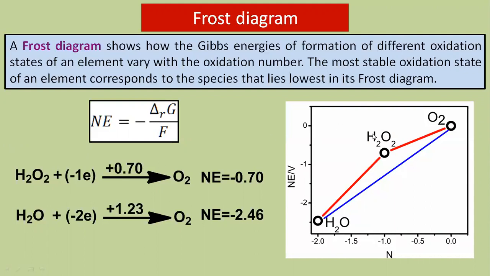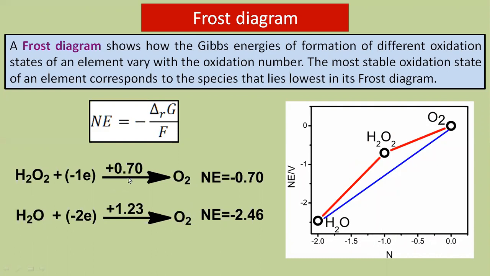Fine. Now there are two species. Let us first consider H2O2. In H2O2, the oxidation state is -1. Here it is 0. That means it has to release one electron, so it is negative. Similarly, here also I put the oxygen, because it is the elemental form or zero oxidation state. And the next one is water. Here it is -2, so it has to release 2 electrons.